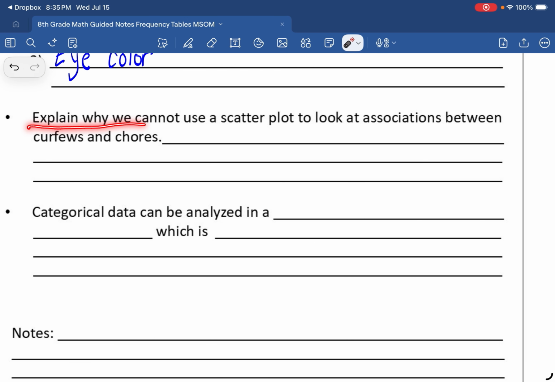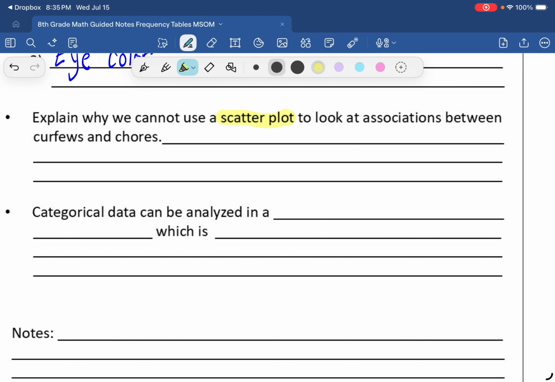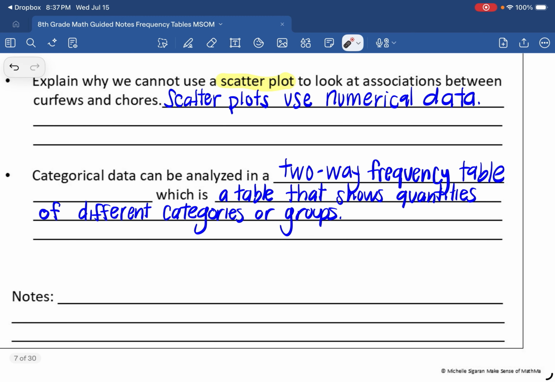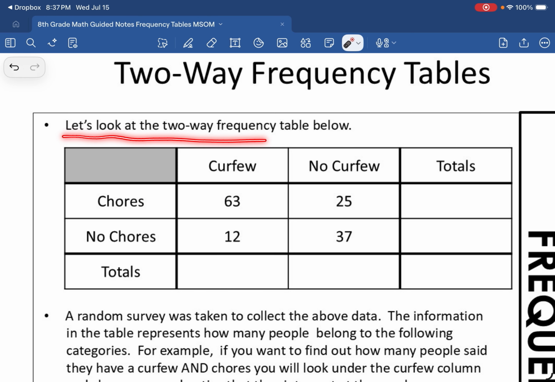Explain why we cannot use a scatter plot to look at associations between curfews and chores. Scatter plots use numerical data, and questions like curfews or chores is not numerical data. Categorical data can be analyzed in a two-way frequency table, which is a table that shows quantities of different categories or groups. Let's look at the two-way frequency table below.